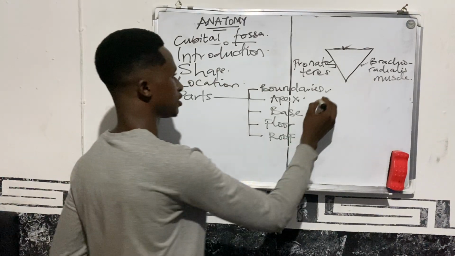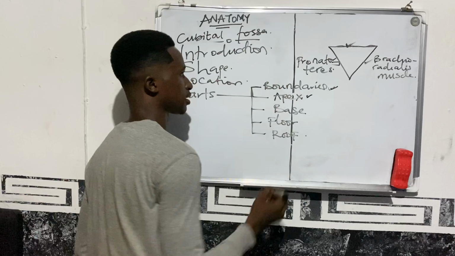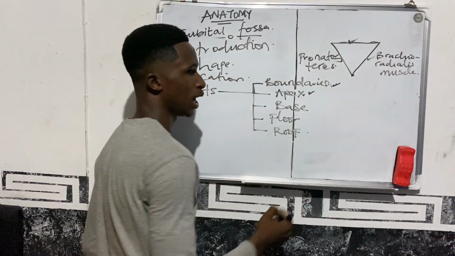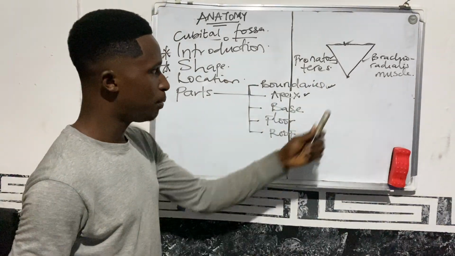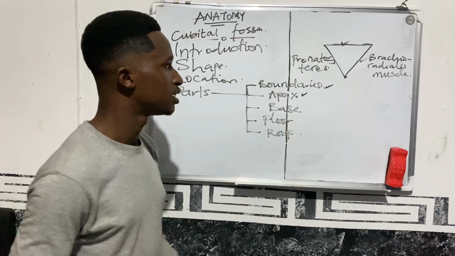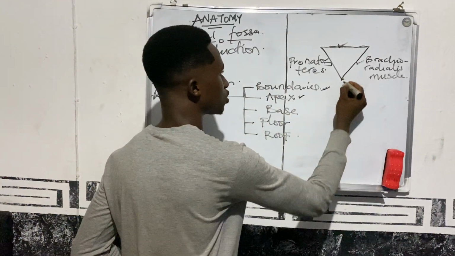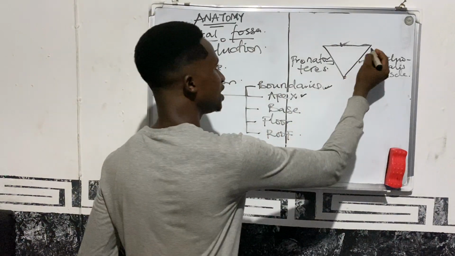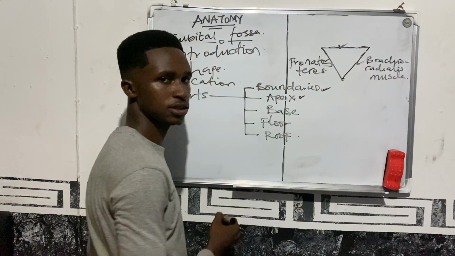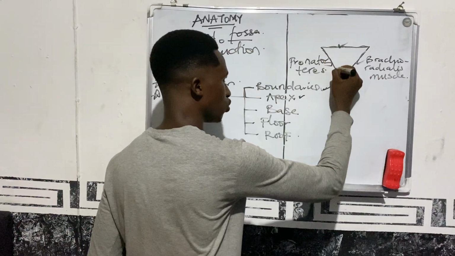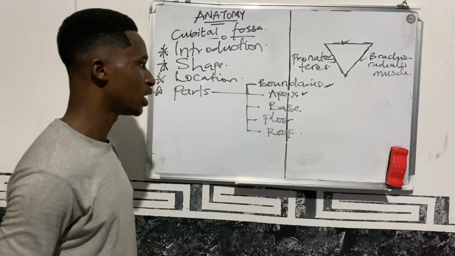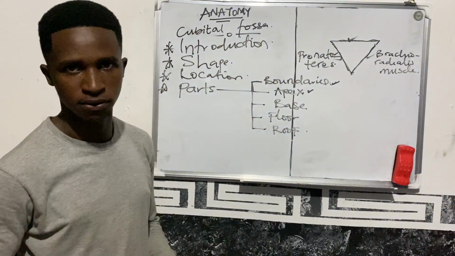Having seen the boundaries, let's now discuss the apex. This point here is referred to as the apex. The apex of the cubital fossa is the inferiormost part. It is formed by the meeting point of the brachioradialis muscle and the pronator teres. Where the pronator teres muscle meets with the brachioradialis muscle, this point where they meet is referred to as the apex of the cubital fossa.